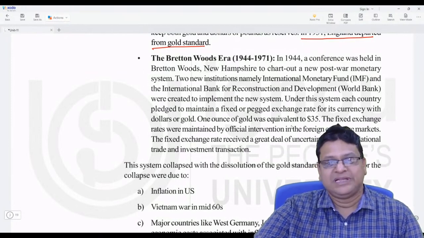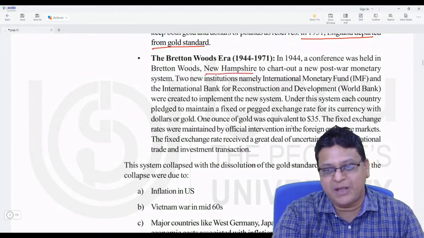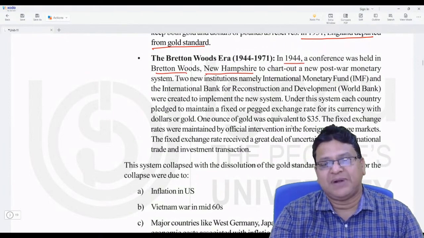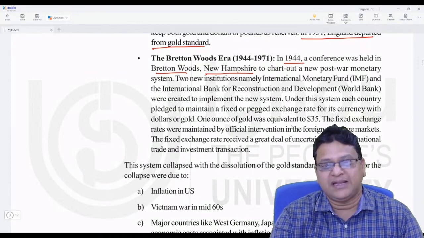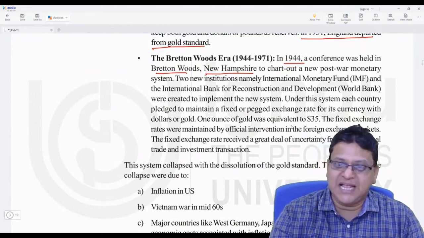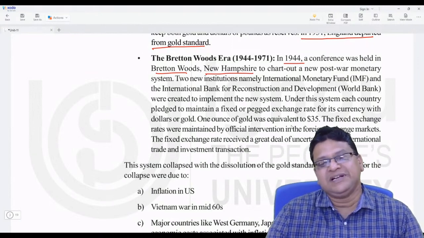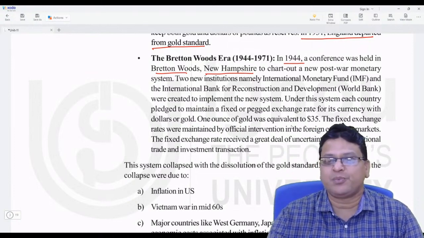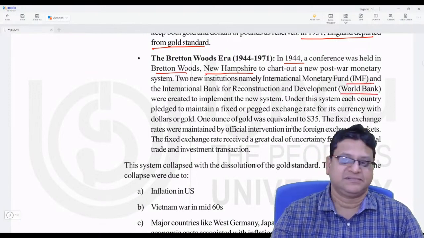in 1944, during the Bretton Woods conference, which was held in New Hampshire, 44 countries participated and decided to set up the world again. They decided how to restore the world, how to restore international trade. For this, during the Bretton Woods conference, they decided to set up two institutions: one is the IMF, another is the World Bank.